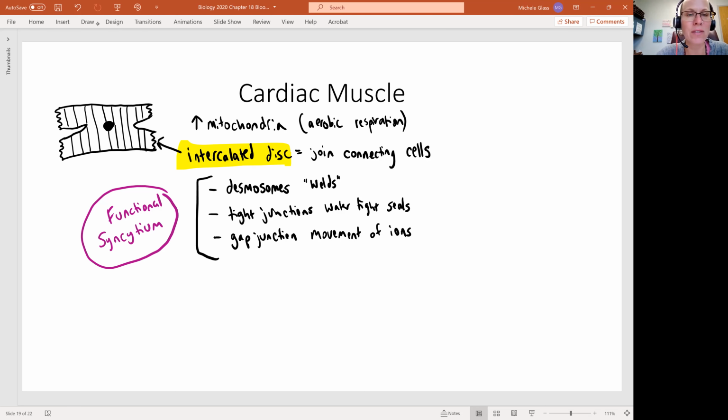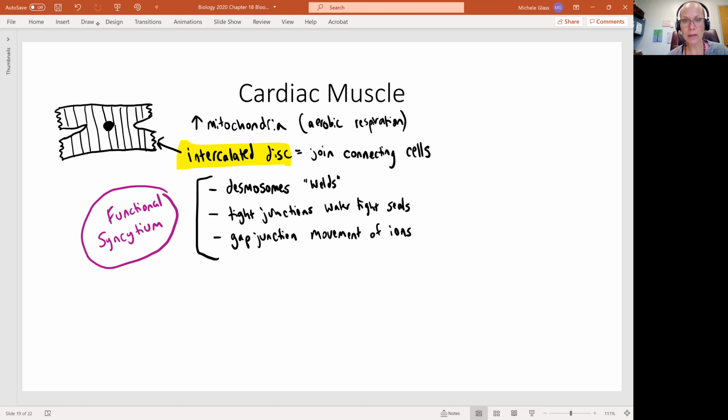So this makes a very effective pump. We have the same idea for the lower half of the heart. The left and right ventricles can go 1, 2, 3, go, and all contract together. That's because of these intercalated discs. This is a very important feature.